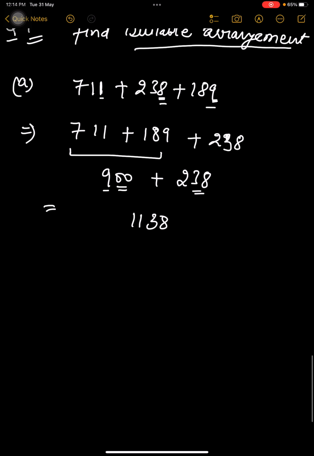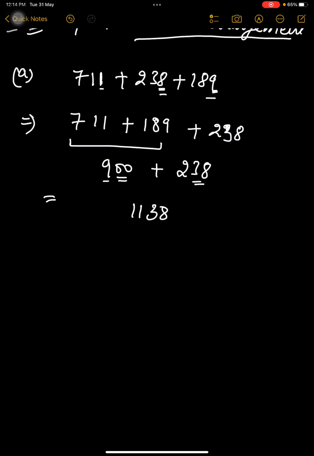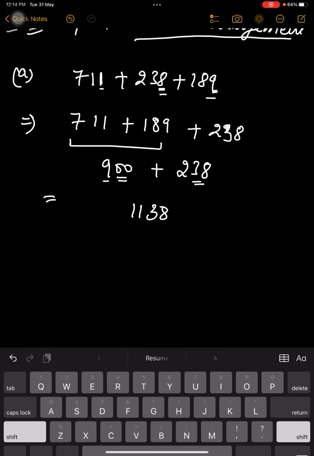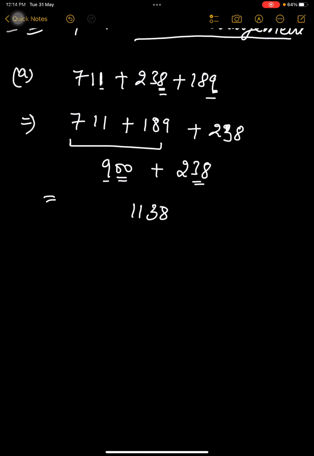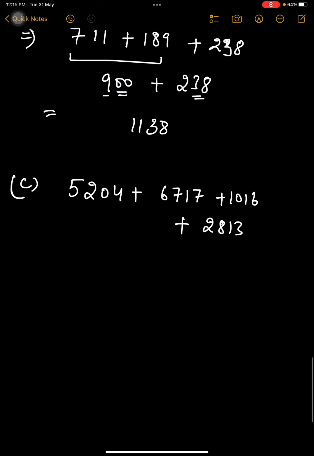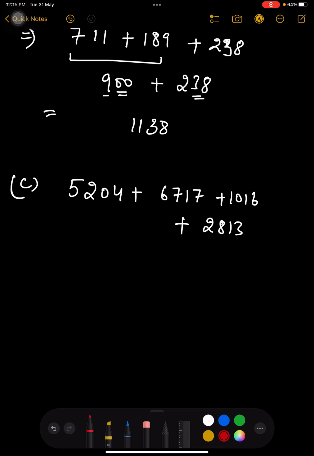Let me take one more example. Okay, let me take part C. Part C says that 5204 plus 6717 plus 1016 plus 2813. So here we have 4-digit numbers. So which two should we add first? Now here we are making a group of two numbers. What two numbers should I take?